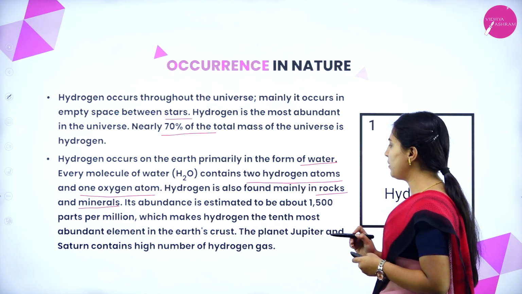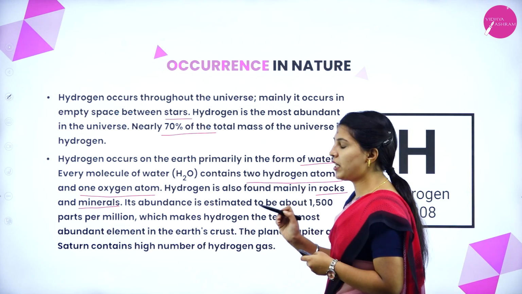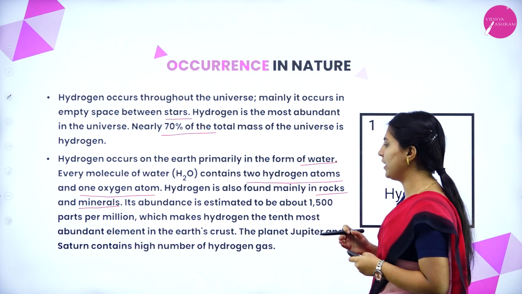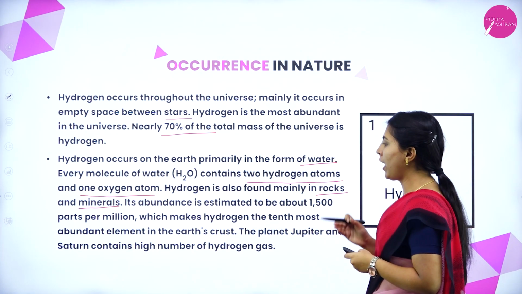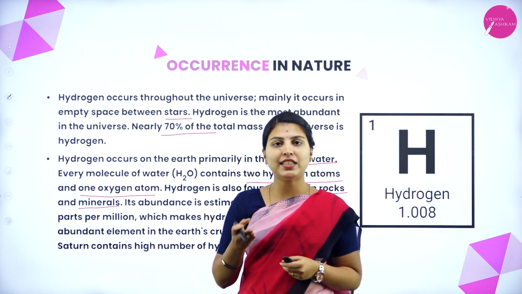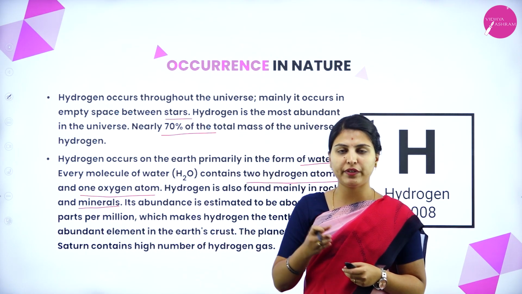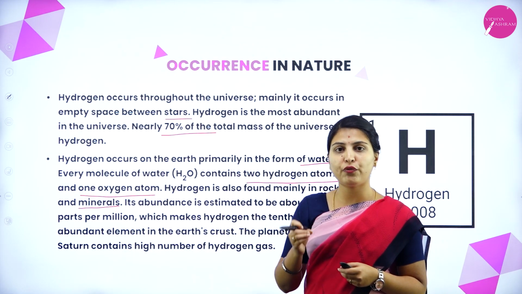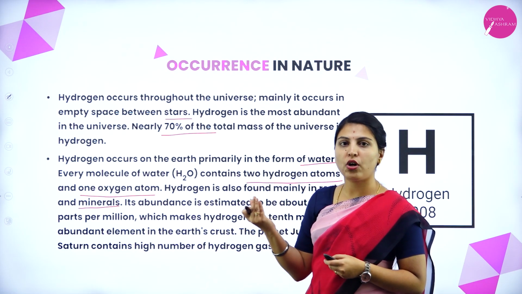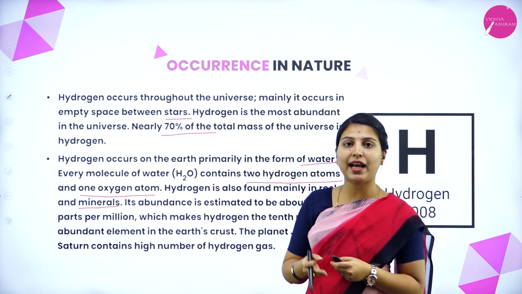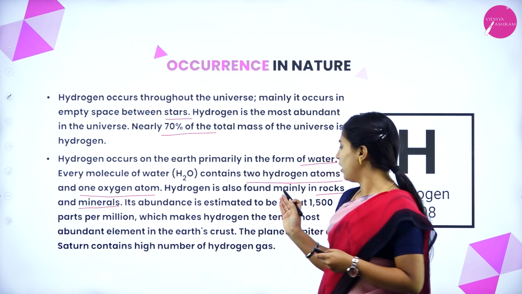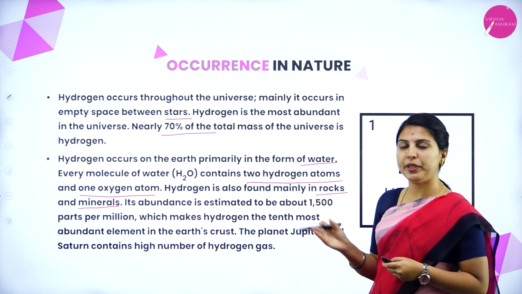Hydrogen is also found mainly in rocks and minerals. Its abundance is estimated to be about 1500 parts per million, which makes hydrogen the 10th most abundant element in the Earth's crust. The planets Jupiter and Saturn contain a high amount of hydrogen gas. So once again, hydrogen is present between the stars, and within the earth in the form of water, that is H2O. It is present in rocks and minerals also, and it is considered the 10th most abundant element in the earth, as well as being present mostly in Jupiter and Saturn planets.